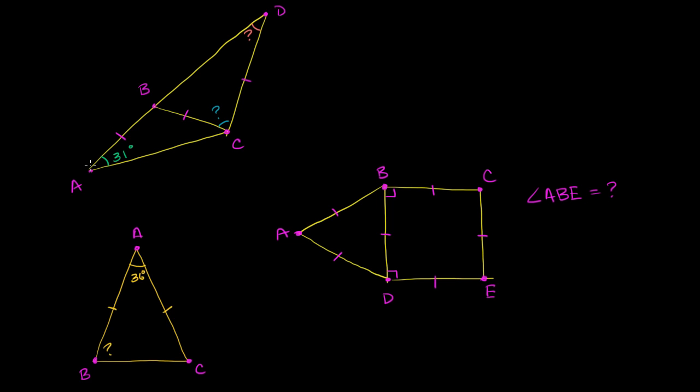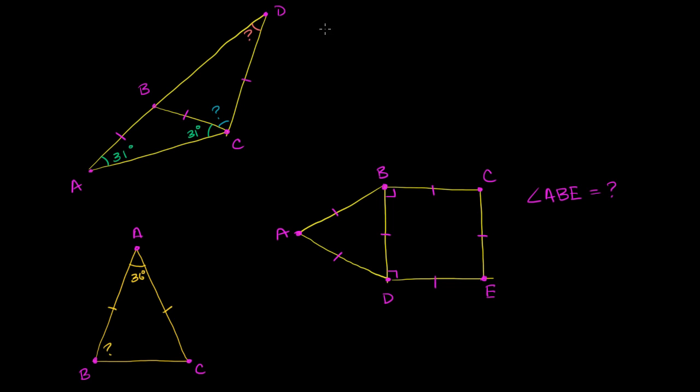So first of all, we see that triangle ABC is isosceles. And because it's isosceles, the two base angles are going to be congruent. This is one leg, this is the other leg right over there. So the two base angles are going to be congruent. So we know that this angle right over here is also 31 degrees. Well, if we know two of the angles in a triangle, we can always figure out the third angle. They have to add up to 180 degrees.